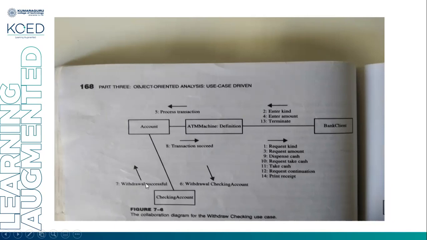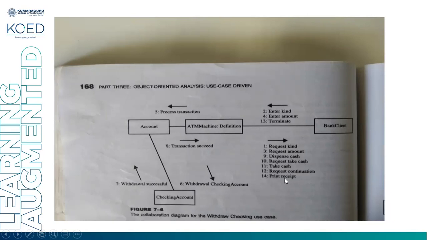Checking account says withdrawal successful. The message number 7: account sends a message, transaction successful, to ATM machine. Then ATM machine dispenses the cash and requests the user to take the cash. Ensure that the cash has been taken. And ATM machine asks for a request for the continuation. The client terminates the transaction. The ATM machine prints the result.